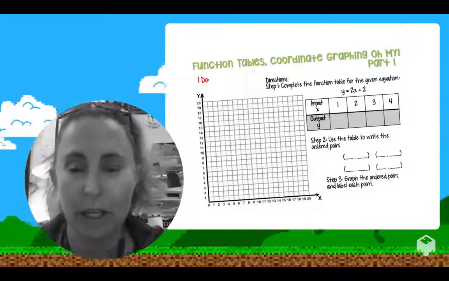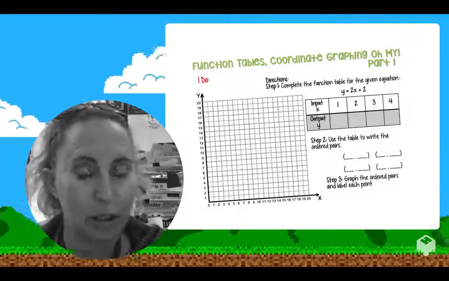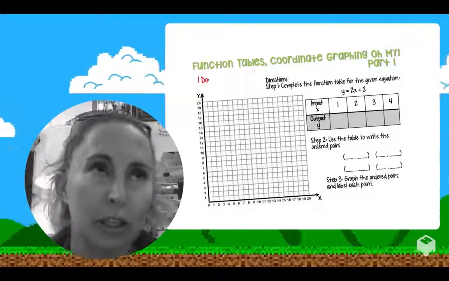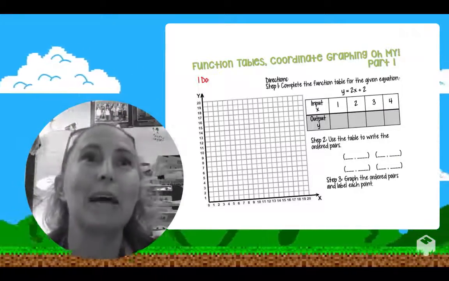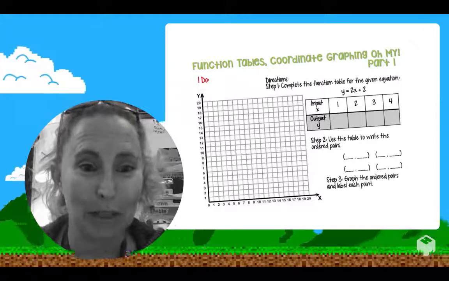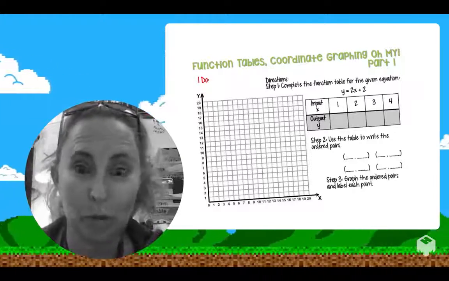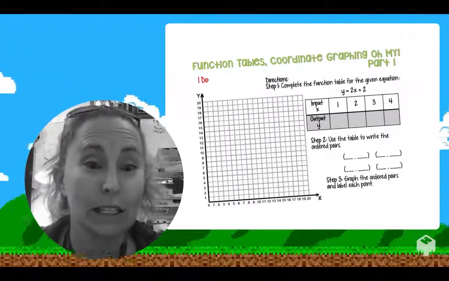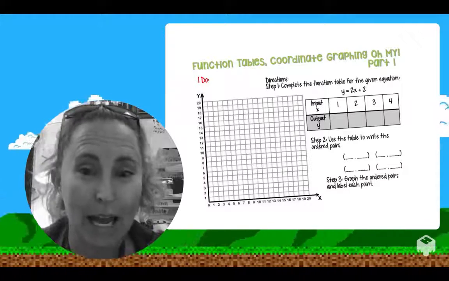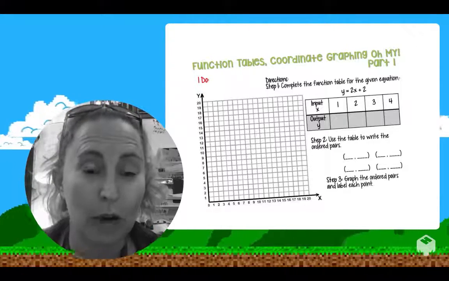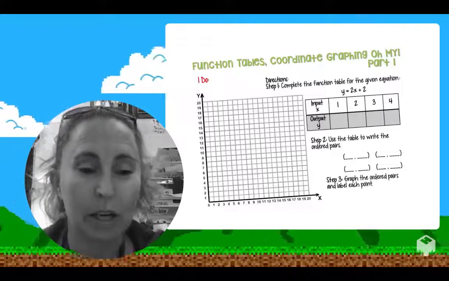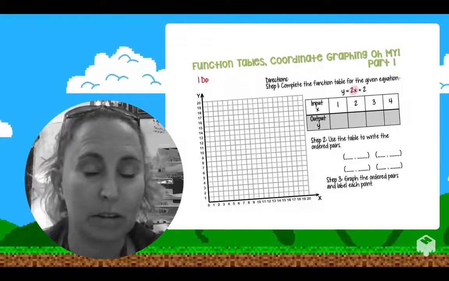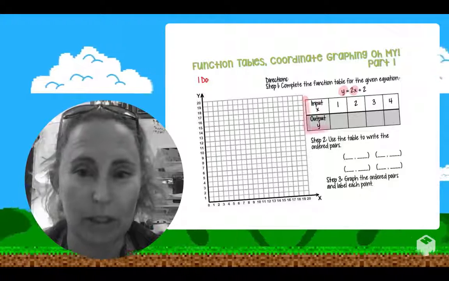So basically what we're learning to do, last week we really focused on functions, finding patterns in an input-output table. And now this week we're going to really focus on taking those patterns and turning them into ordered pairs and graphing them on a coordinate plane. So you're going to see a lot of work that looks kind of like this one that you're seeing.